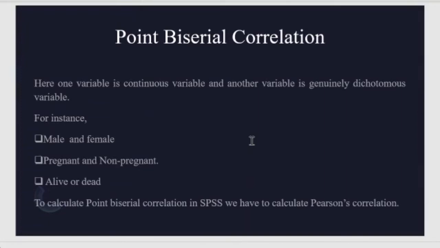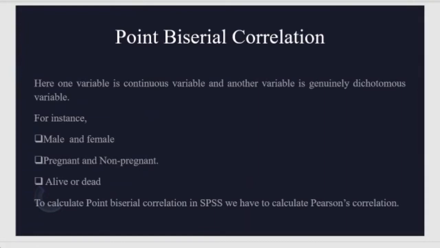Male and female, there is a third gender, but that is not like that; still it is categorical, genuinely dichotomous. It's not like there is an underlying continuity. Okay, so if one variable is a continuous variable and another variable is a genuinely dichotomous variable, we use point biserial correlation.